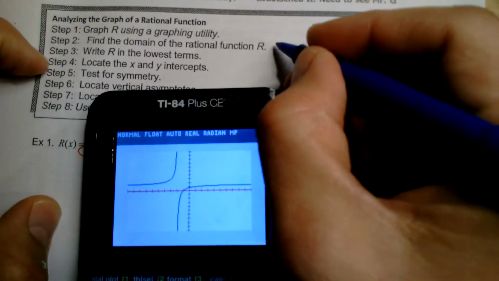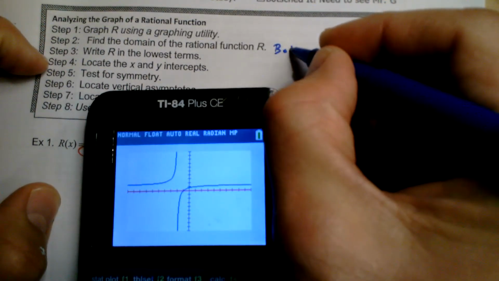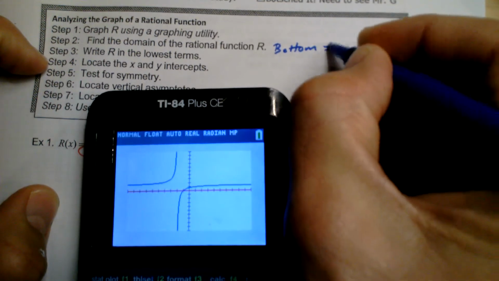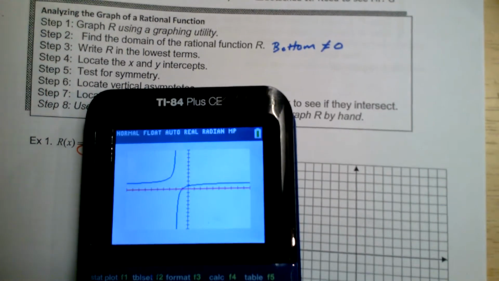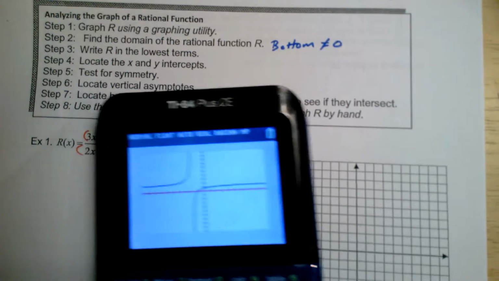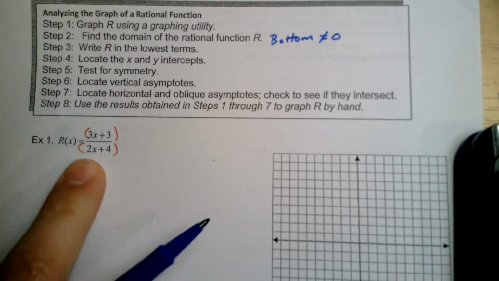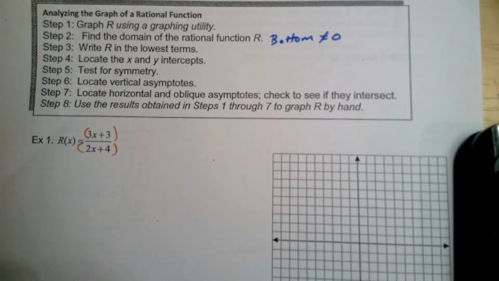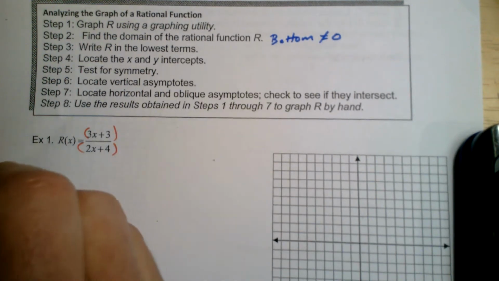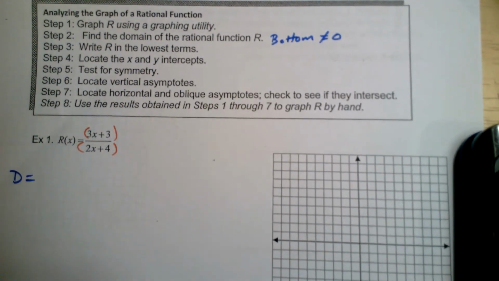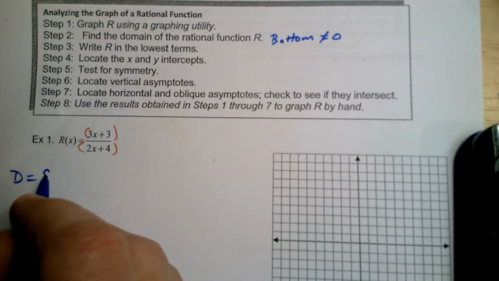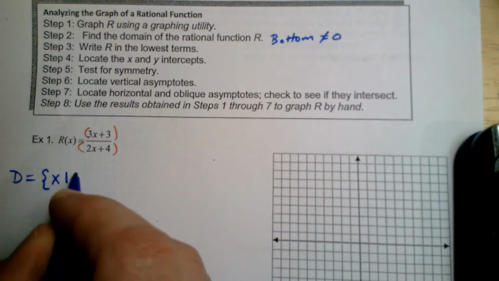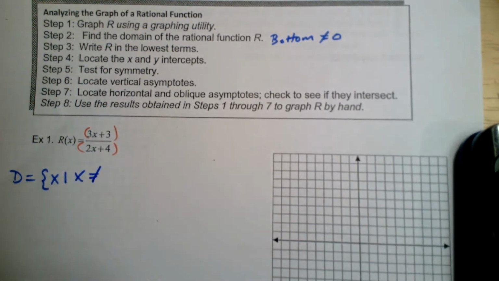Now we want to find the domain. Remember, domain is where the bottom can't be 0. So maybe make note of that. Domain is where the bottom can't be 0. So I take a look. If you need to, set that equal to 0. Domain is the set of all real numbers such that x cannot be blank.